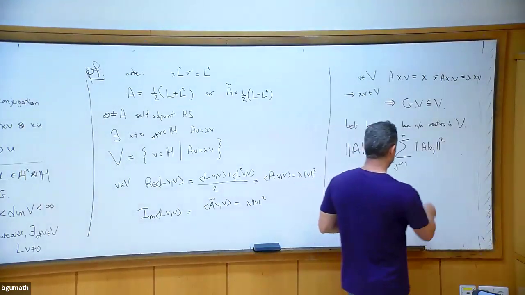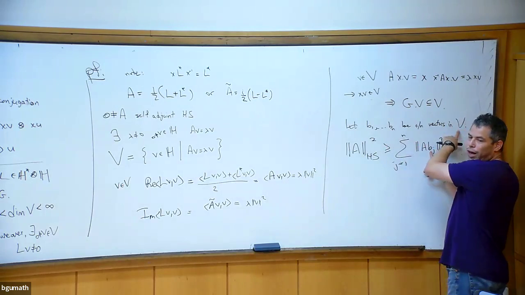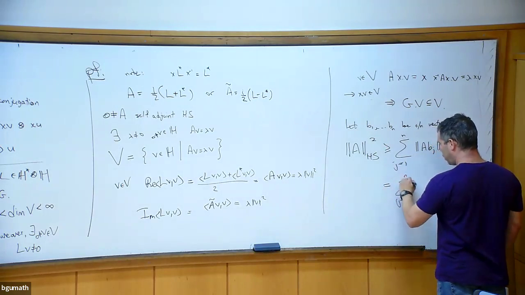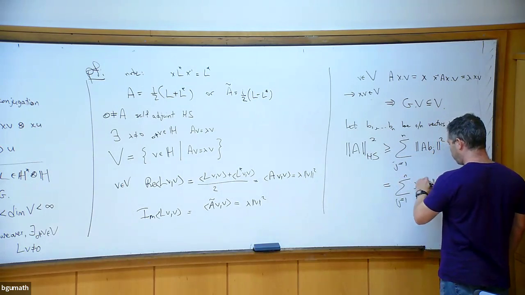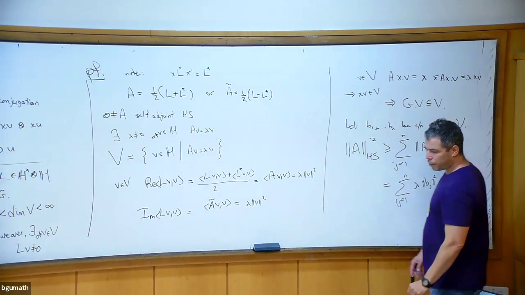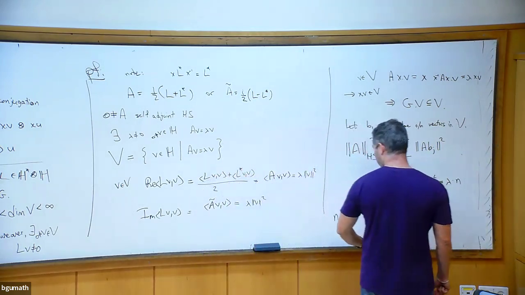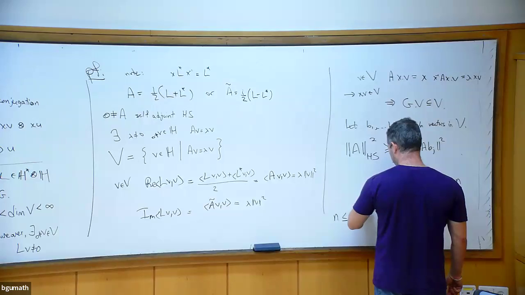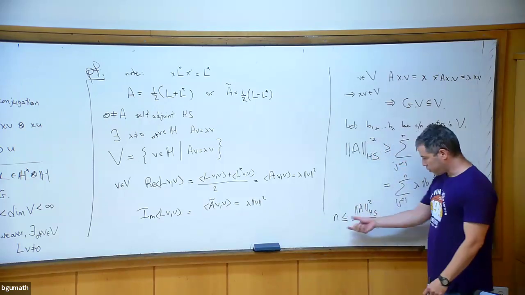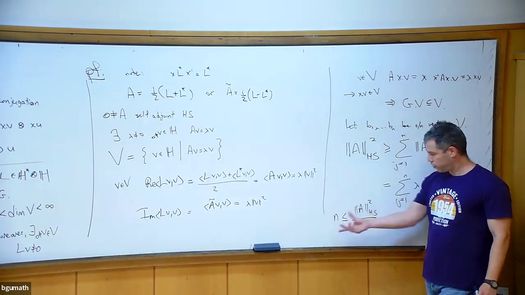But this is BJ. These came from V, so they're all eigenvectors with eigenvalue lambda. So this is exactly equal to the sum, J equals 1 to n, of lambda times the norm of BJ squared. This is 1, this is lambda, so I get lambda times n. I have a bound on n in terms of lambda and the Hilbert-Schmidt norm. So n is less than or equal to the Hilbert-Schmidt norm squared divided by lambda. But this is fixed, so I cannot make n go to infinity. That's it. A maximum orthonormal set in V is going to be of size at most this.